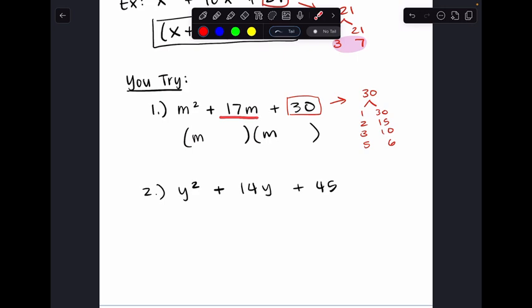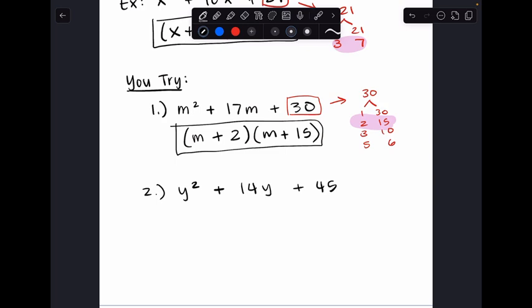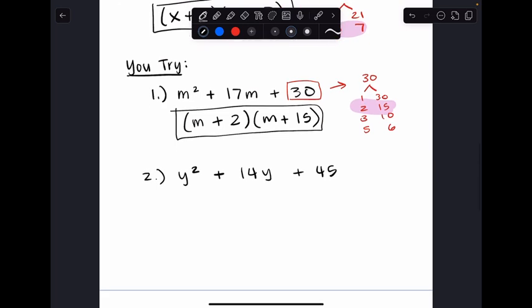And then you have to ask yourself, okay, which combination of pairs would give you a 17 if you add them? Well, 1 and 30 won't work. 2 plus 15 will work. So I'm going to go ahead and use 2 and 15. So 2, 15. All right, both symbols right here are pluses, so you're going to put a plus and a plus. So there's your answer for number 1. Again, if you want to check yourself, you can go ahead and FOIL.